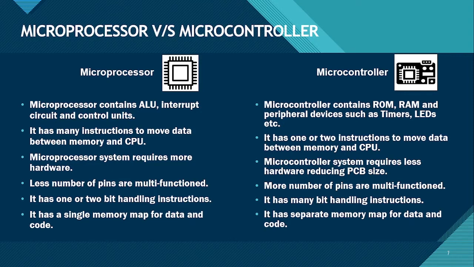A microprocessor system requires more hardware because it does not have any on-chip peripherals. So it will lead to an extended size of the PCB in which we are going to design a certain application. While in a microcontroller, the PCB size is going to be very small because a microcontroller already has all those peripherals inside it. There are not many multifunction pins in a microprocessor, while in a microcontroller, the same pin can serve multiple purposes. For example, port A in a microcontroller also serves the purpose of analog to digital conversion. And a microprocessor has only one or two bit handling instructions, while a microcontroller has many bit handling instructions.